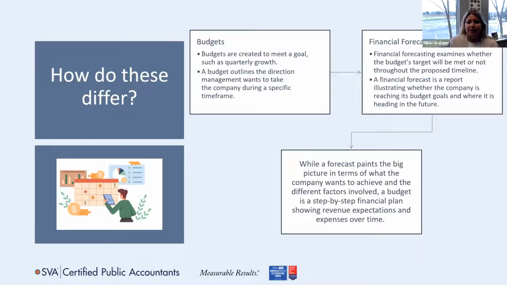It tells what you want to achieve based on the factors involved, while a budget is a step-by-step detailed financial plan showing expectations for revenues and expenses over time and how that time frame is going to help you meet your forecast.